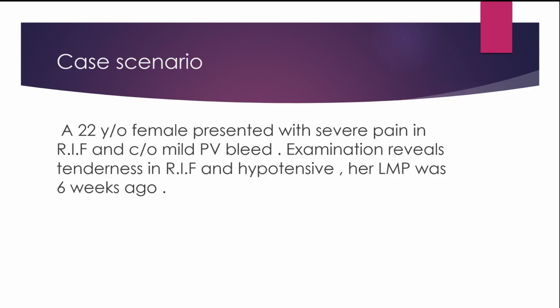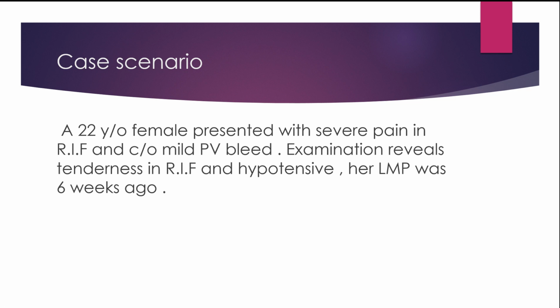For example, a 22-year-old female presented with severe pain in right iliac fossa and she complains of mild PV bleed. Examination reveals tenderness in right iliac fossa and she is hypotensive. Her last menstrual period was 6 weeks ago, which means she is having gestational amenorrhea. Okay, now how will you make a diagnosis of ectopic pregnancy?